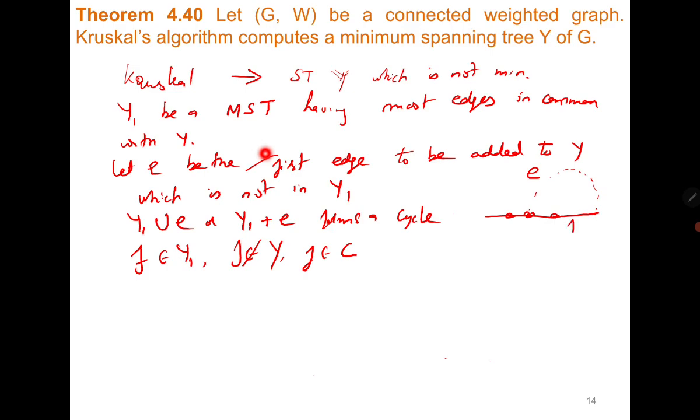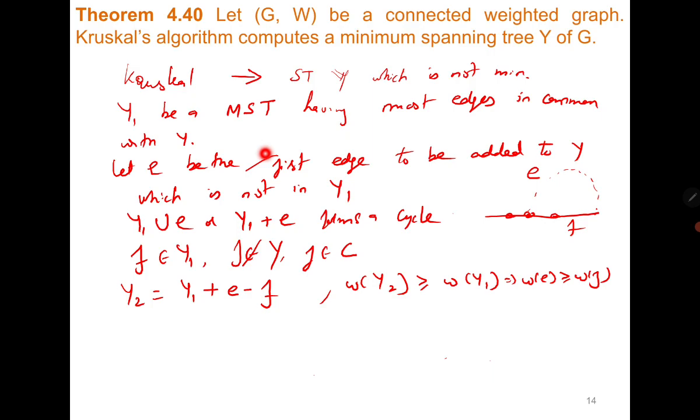So this is the cycle C, f is somewhere here. If you consider another tree y2, which is y1 plus E minus f, so what you do? In y1 you add E and delete f. This is again a spanning tree. We are not claiming it's minimum or not, but it's a spanning tree. And since y1 is a minimum weight spanning tree, therefore the weight of y2 should be greater than or equal to the weight of y1, which means that weight of E should be greater than or equal to weight of f.